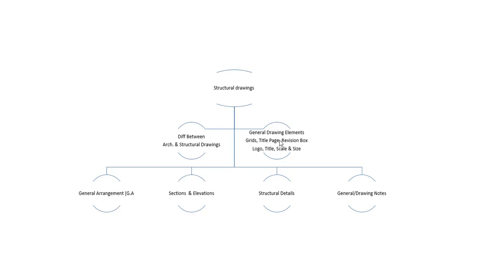Now let's move further. Let's talk about the general drawing elements, right? See, these are the common points: grids, title page, revision box, logo, title, scale. All these parameters will be common in a general drawing, whether you consider it a structural drawing or an architectural drawing. In both the drawings these details will be the common ones included.